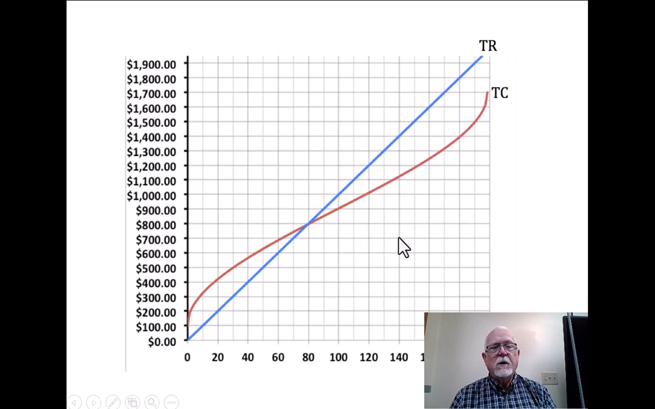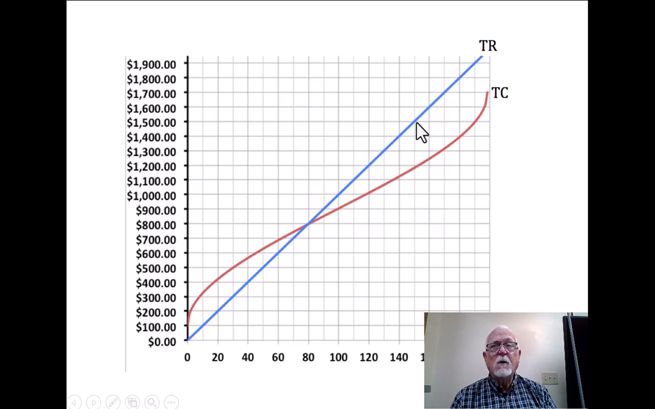Okay, now we superimpose the total revenue curve in with the total cost curve, and we've got some important points to look at. One is this point where they intersect. That would be the point where total revenue equals total cost. No, that's not profit maximization or loss minimization. That's actually what we call break even. So this is the break even point. Total revenue equals total cost.